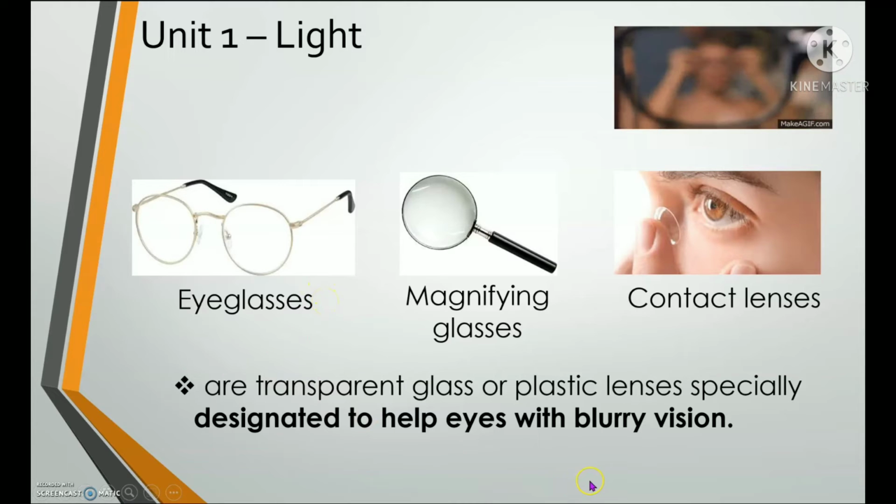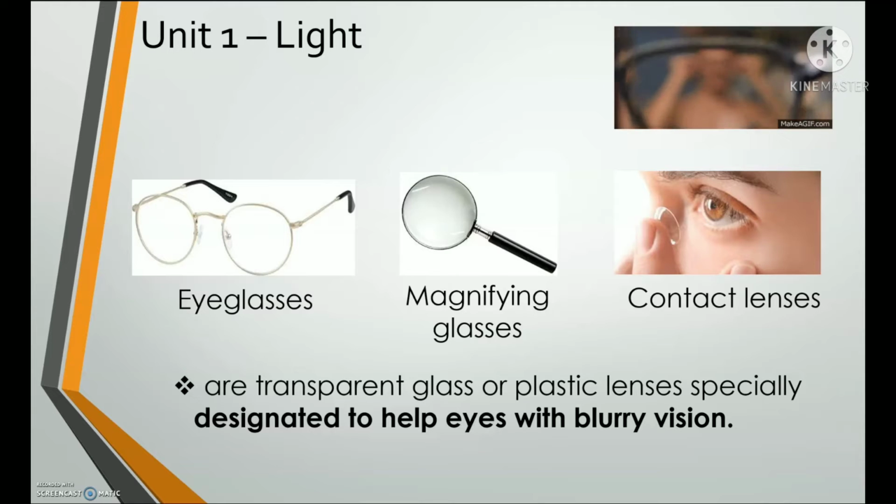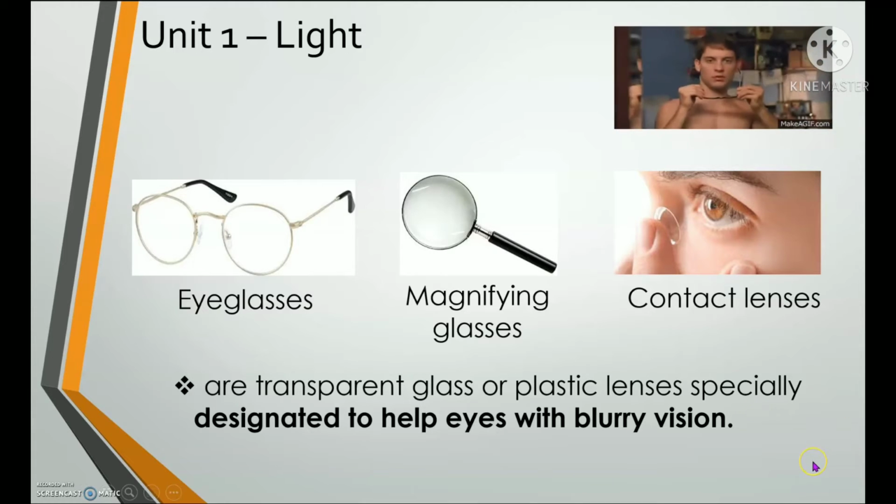So the question is, what are some materials, transparent materials that are specially designed to help with blurry vision? Very good. So some materials, it's called eyeglasses, magnifying glasses, and contact lenses. Alright, let's move on to the next slide.